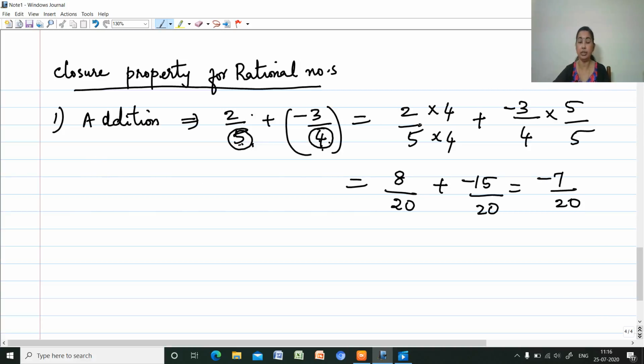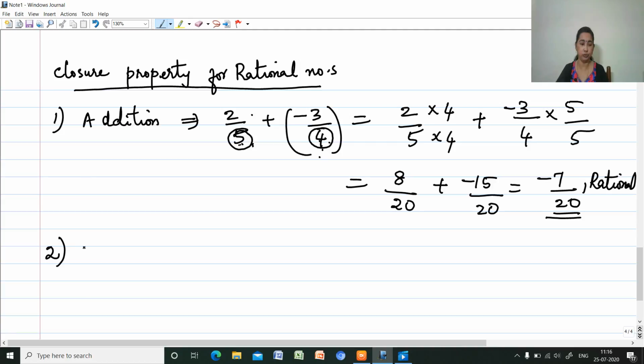Again, this minus 7 by 20 is a rational number itself. Hence it is closed. So we can say that rational numbers are closed under addition, because while adding two rational numbers, we are getting a rational number itself. Hence we can say that rational numbers are closed under addition.